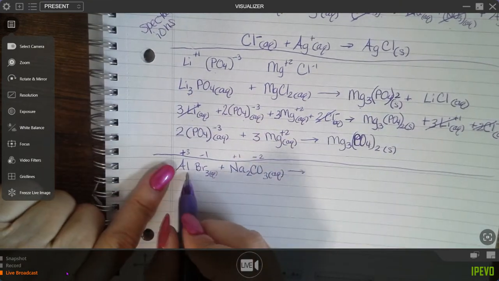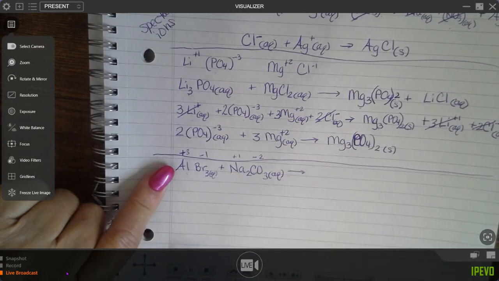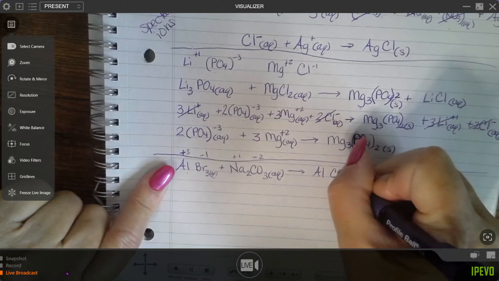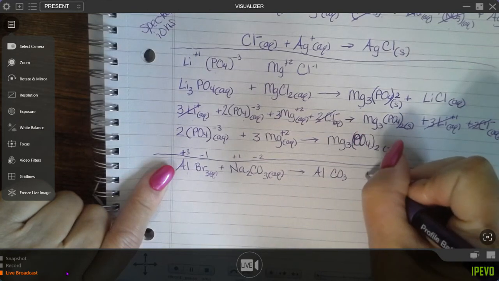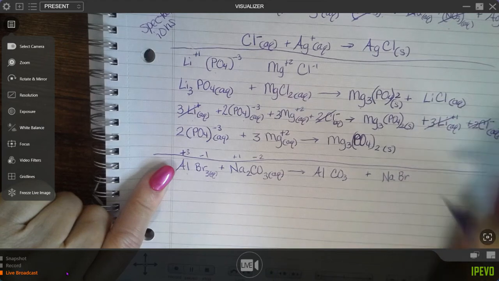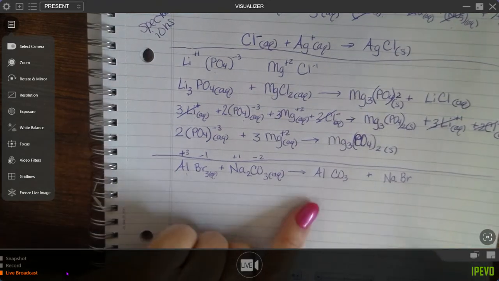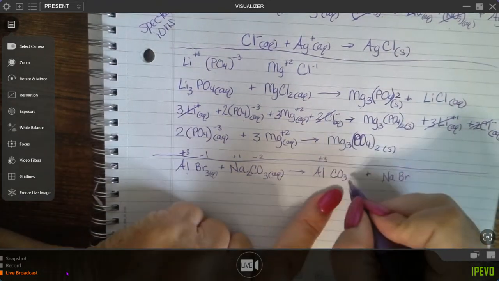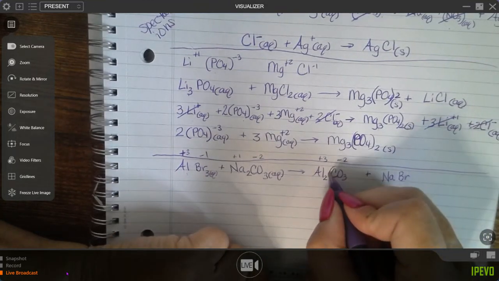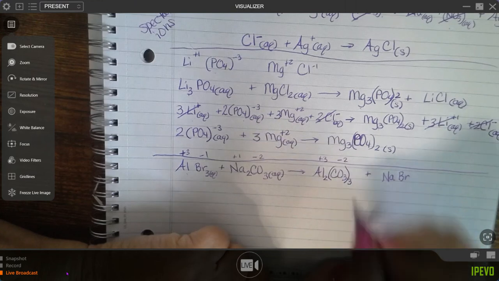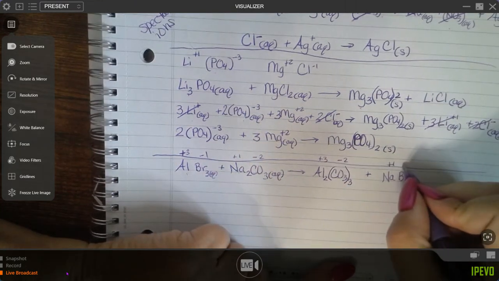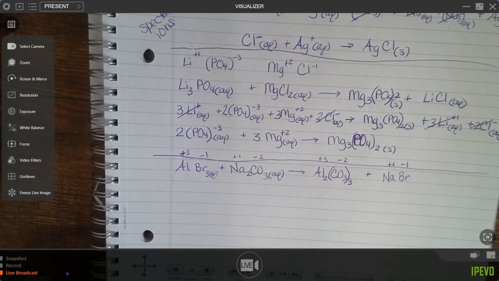All right. So aluminum and sodium are going to swap places, so we will end up with aluminum carbonate plus sodium bromide. Again, we've got to look at charges. So aluminum is +3, carbonate is -2. So that gives us Al2(CO3)3. And then sodium is +1, bromine is -1.